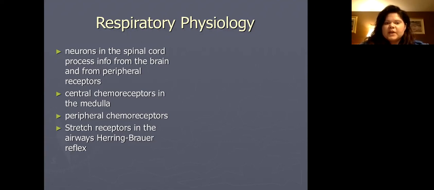You have neurons in the spinal cord which process info from the brain and from peripheral receptors. You have central chemoreceptors in the medulla, peripheral chemoreceptors, and then stretch receptors that are in the airways. And they cause the Hering-Breuer reflex.